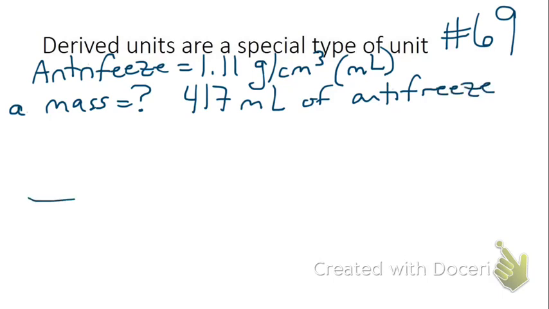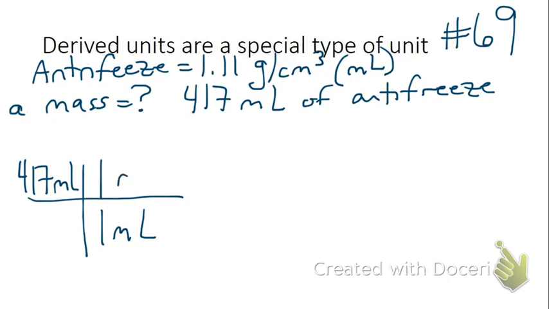So let's set up our train tracks. We are going to start with 417 mL. But what's our density in? Our density is in grams per centimeter cubed. So why don't we go ahead and convert mL to centimeters cubed? That will help us see how these units can cancel out.